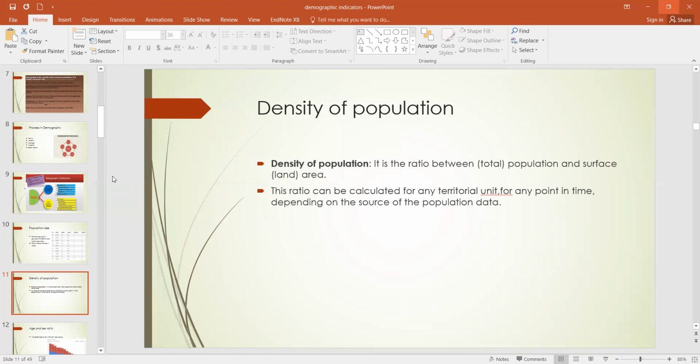Density of population. Density of population is basically a ratio between total population and the surface land area which is occupied by that population. This ratio can be calculated for any territorial unit for any point in time, depending on the source of population data.